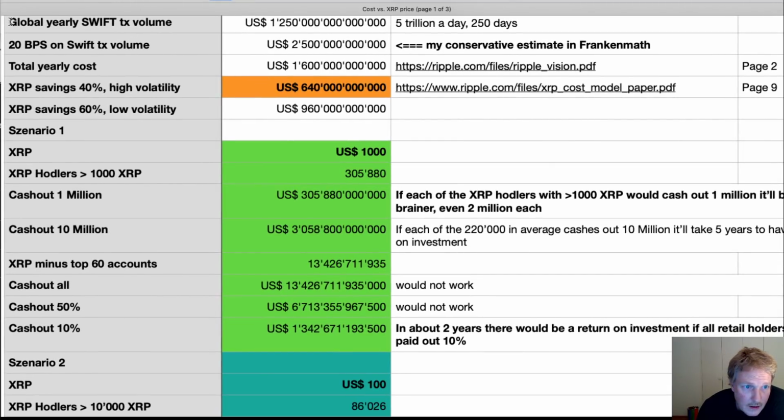So basically, let's go through that. Swift transaction volume yearly is about, I don't know that number, 5 trillion a day. I just assumed 250 days a year and calculated times 5 trillion a day. The 20 BPS is the base point, which is the cost of the system, that I have taken from the Ripple cost model paper. The link is in here.